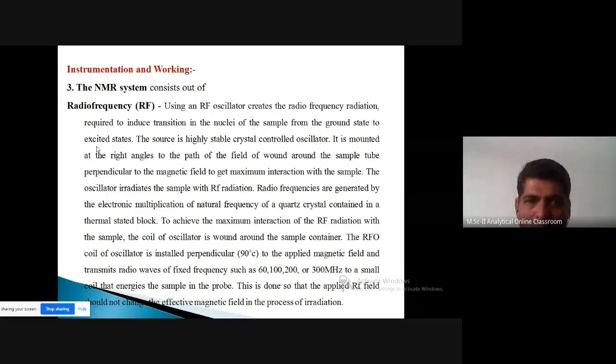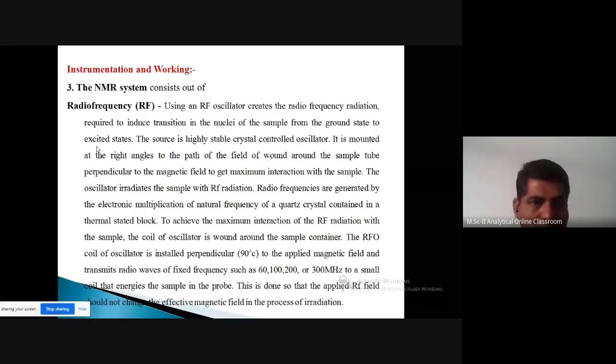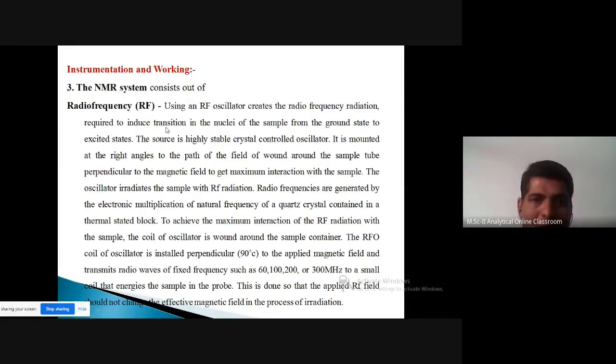Once you pass the radio frequency radiation, it will induce the transition from a lower state to a higher state, from plus sign to negative sign. Okay. So this source is a highly stable, controlled oscillator, because we need control; if even a small mistake happens there can be a big accident. So we need good control to control the RF oscillator.